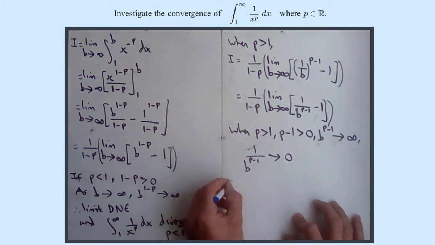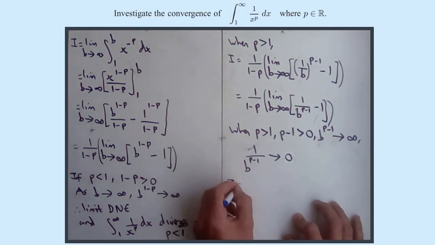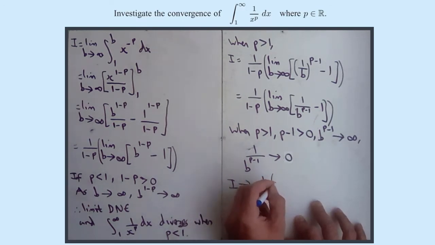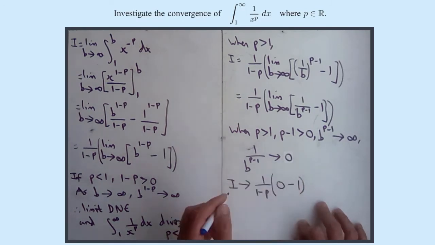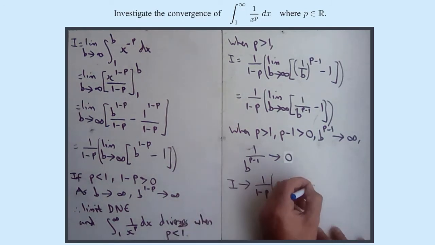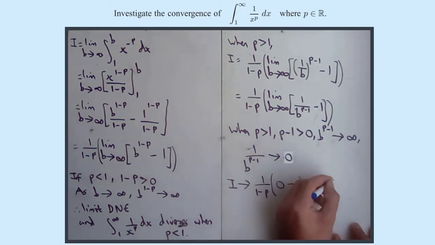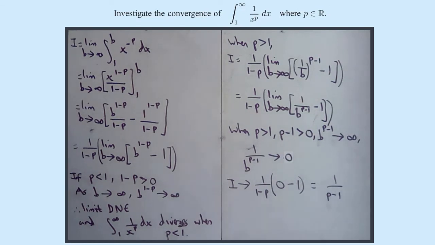So that means that the integral is going to approach 1 over 1 minus p times, well, we've just said this is 0 minus 1. So that would be 0 minus 1, equals, we can put the minus 1 in the bottom. So that's going to be 1 over p minus 1, which isn't necessarily important in terms of what it's converging to. The point is the fact that it is converging.